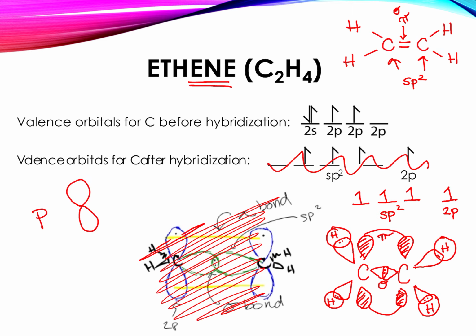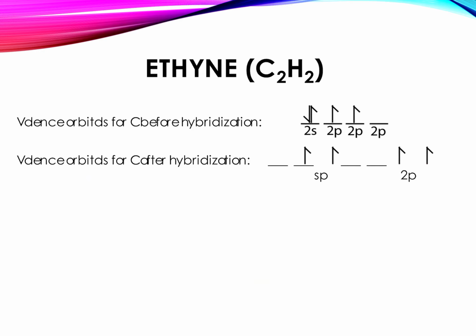Okay, so we have sigma bonds from the overlap going to all of the hydrogens. Then we have a sigma bond for the overlap in the middle between the carbons, and then we have a pi bond above and below the plane for those carbons. Okay, let's try another one.